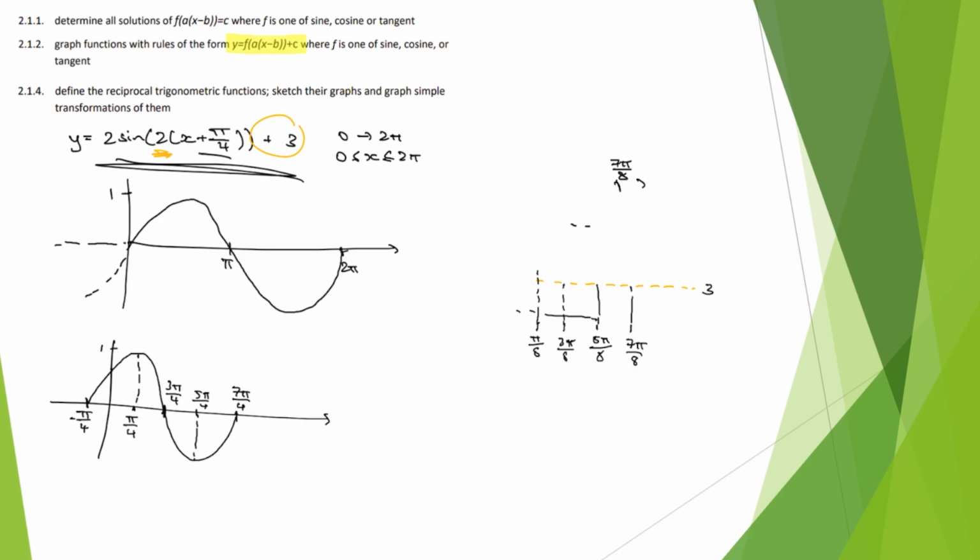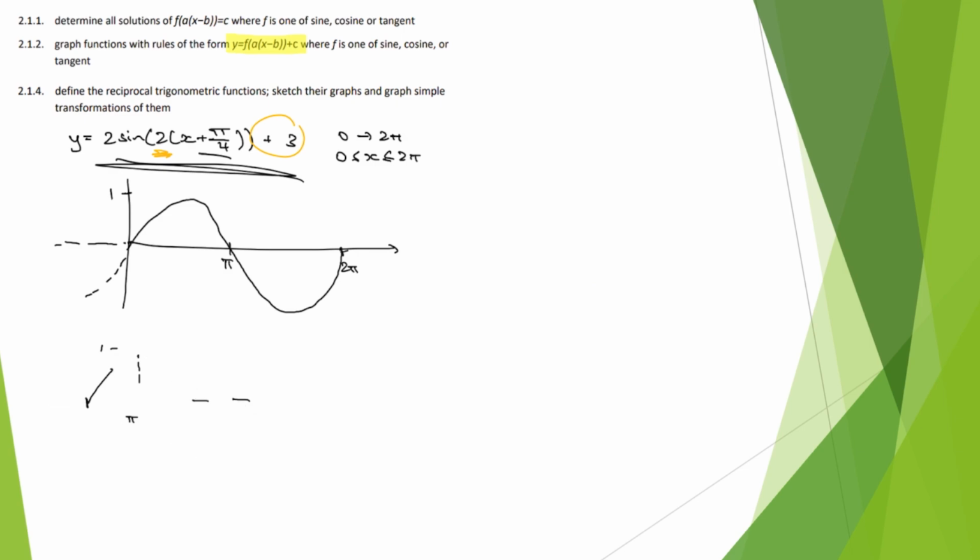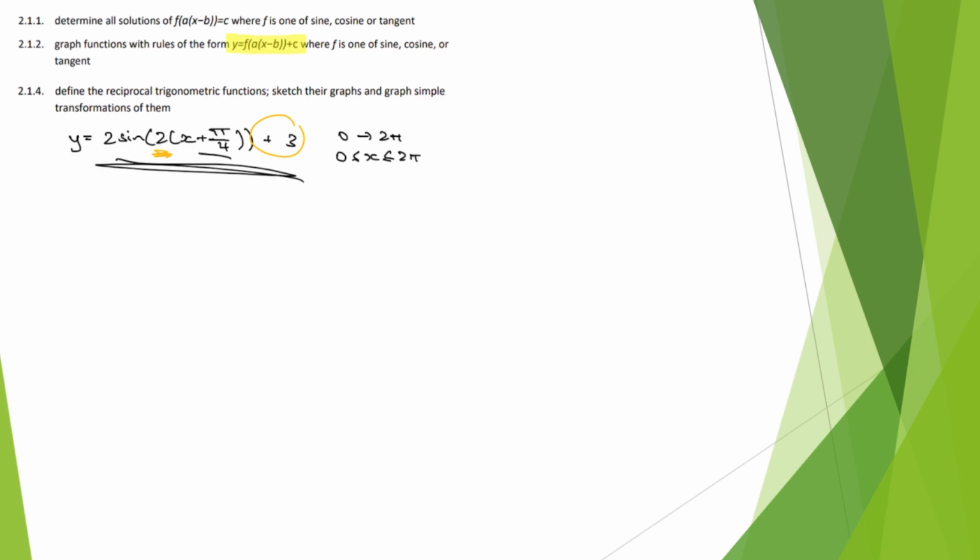All right. Now let's say we have a tangent graph, and I'm going to go over a slightly easier example here. Let's say we're looking at graphing something like y equals tan(x + pi on 3), or actually let's make it minus, minus pi on 2, plus 3.